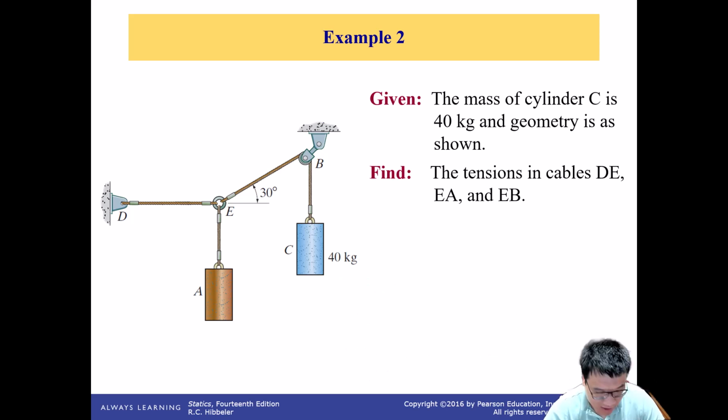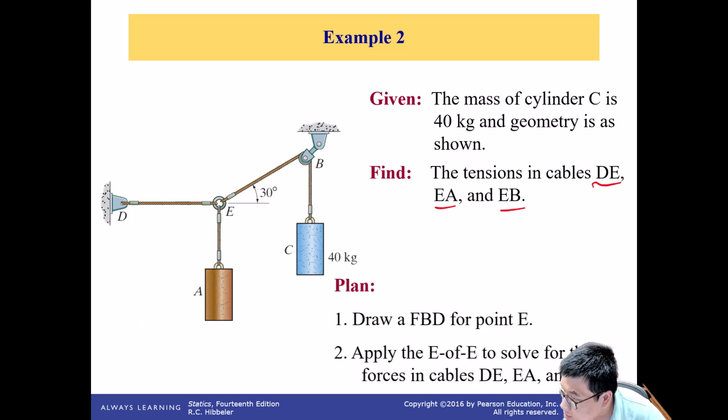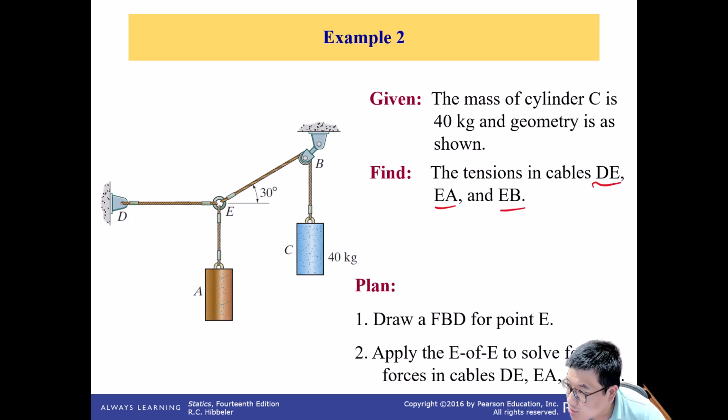Let's see another example. The mass of cylinder C is 40 kilograms, and the geometry is shown in this figure. The three things we need to solve are the tensions in the cables DE, EA, and EB. Similarly, what's the first step? We need to draw a free body diagram for point E and apply the equilibrium equations to solve for the forces in the cables DE, EA, and EB.